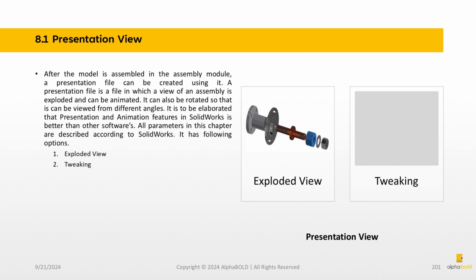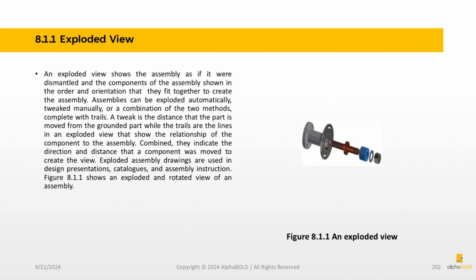It is to be elaborated that presentation and animation features in SolidWorks are better than other software. All parameters in this chapter are described according to SolidWorks. It has the following options. Exploded view, tweaking. An exploded view shows the assembly as if it were dismantled and the components of the assembly shown in the order and orientation that they fit together to create the assembly.